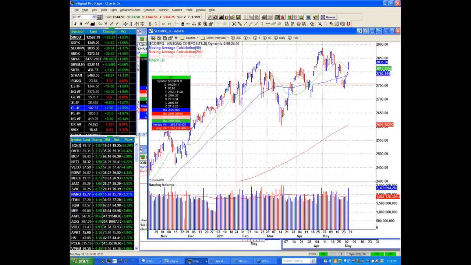So I think no matter what happens, even if QE2 ends, there's going to be some sort of QE that comes on after QE2 ends.